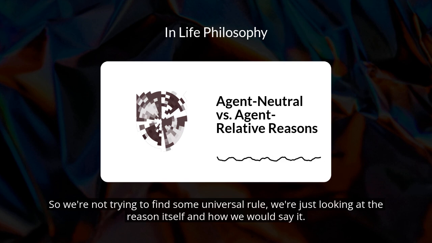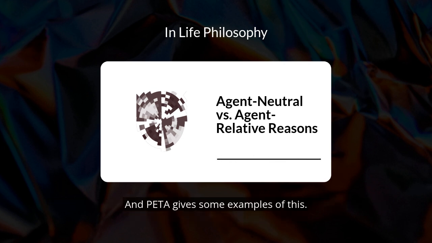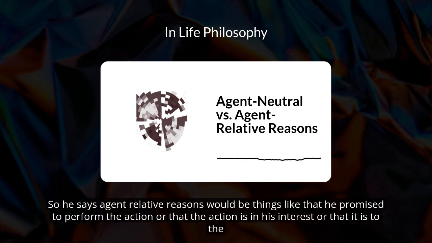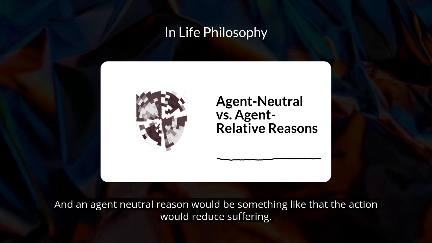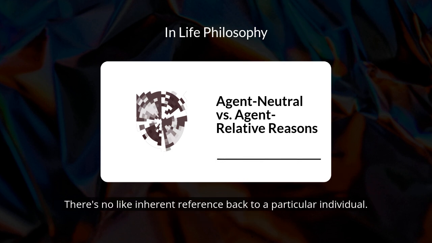So we're not trying to find some universal rule. We're just looking at the reason itself and how we would say it. Exactly. And Pettit gives some examples. He says agent relative reasons would be things like that he promised to perform the action, or that the action is in his interest, or that it is to the advantage of his children. And an agent neutral reason would be something like that the action would reduce suffering. There's no inherent reference back to a particular individual.